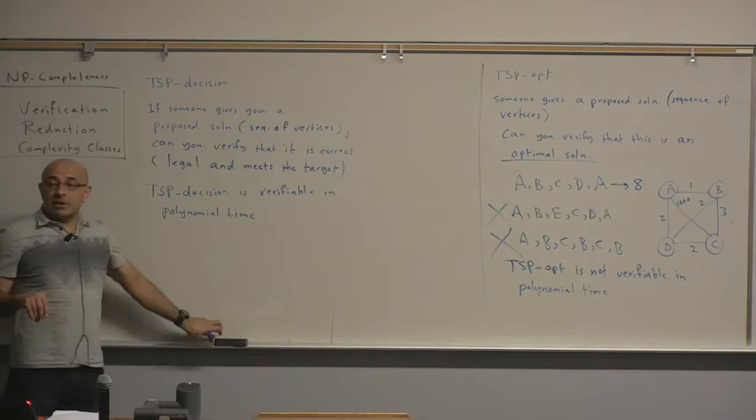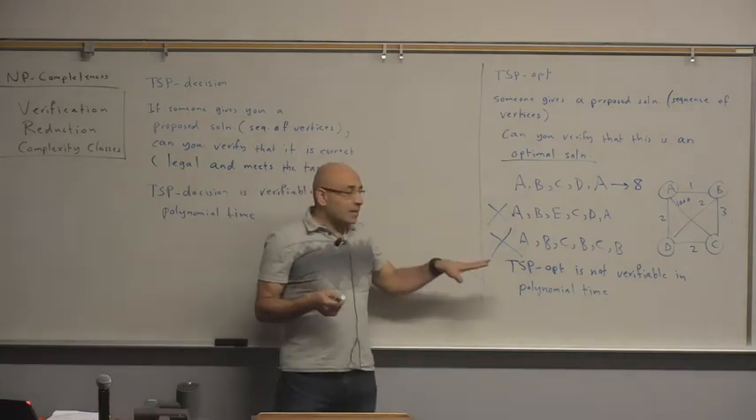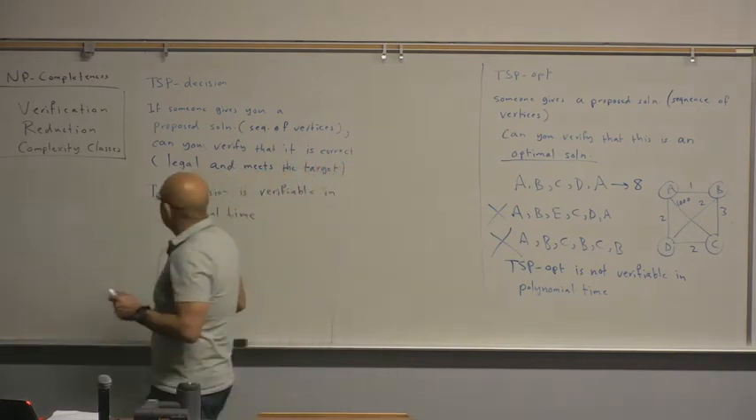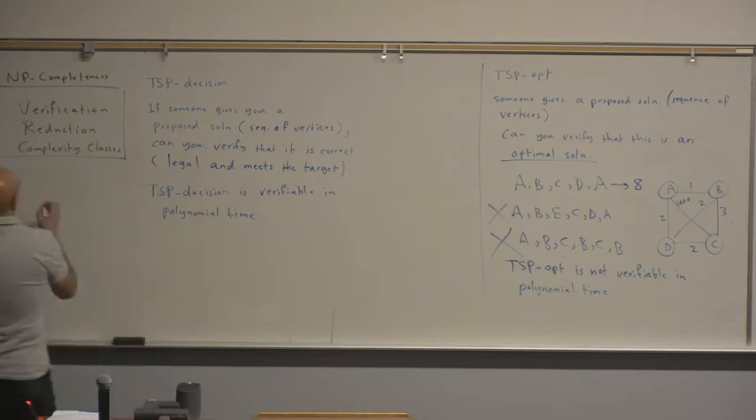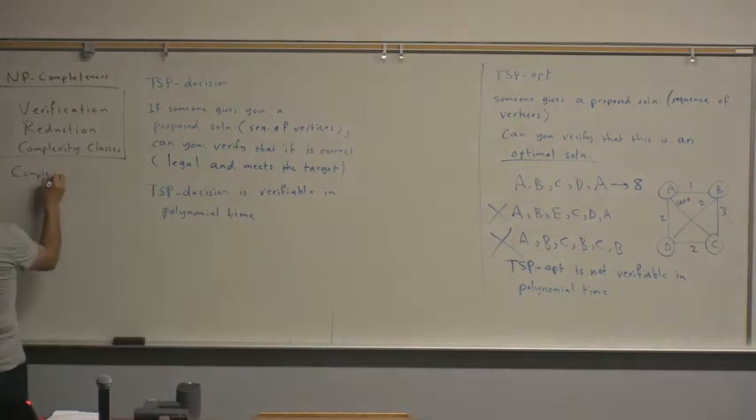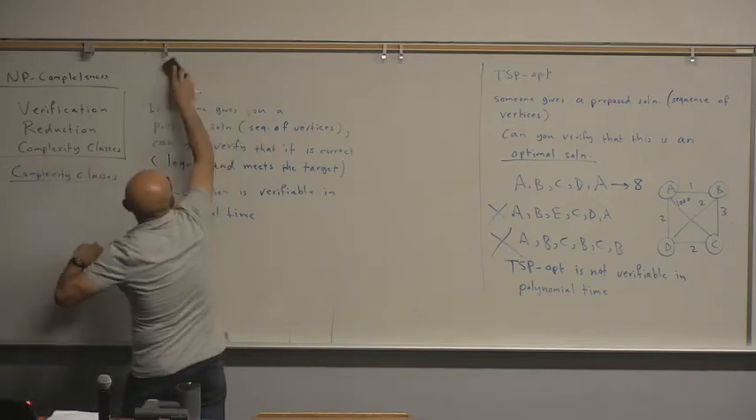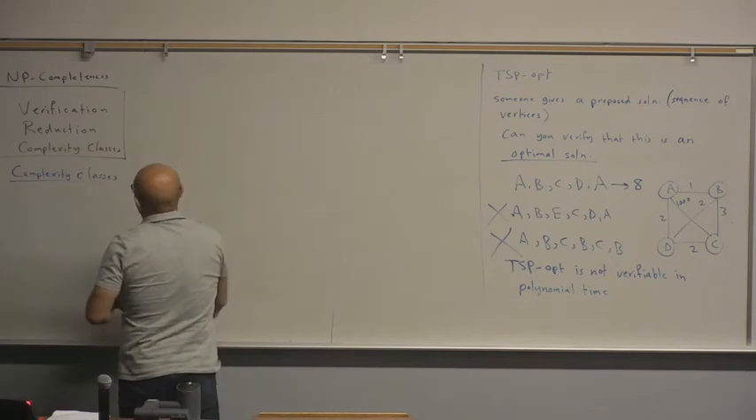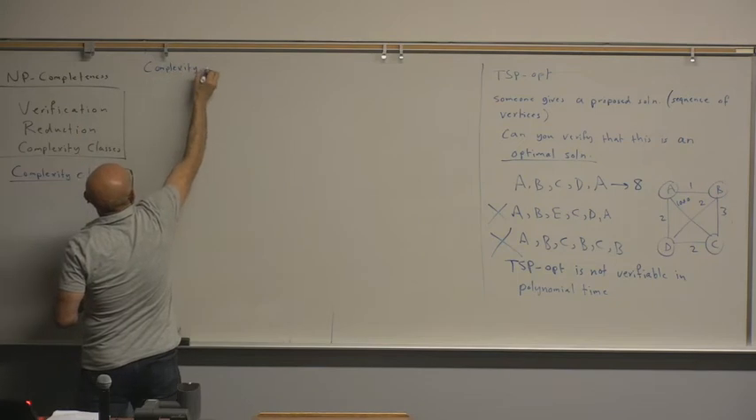Okay, so now this is the concept. In the theory of NP-completeness, there is a difference between problems that can be verified in polynomial time and problems that cannot be verified in polynomial time. So this leads to the concept of complexity classes.